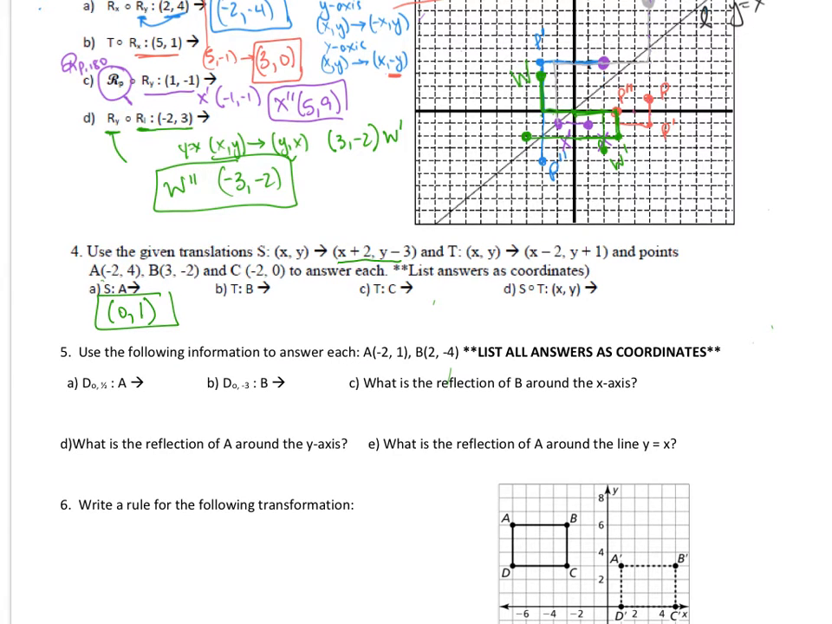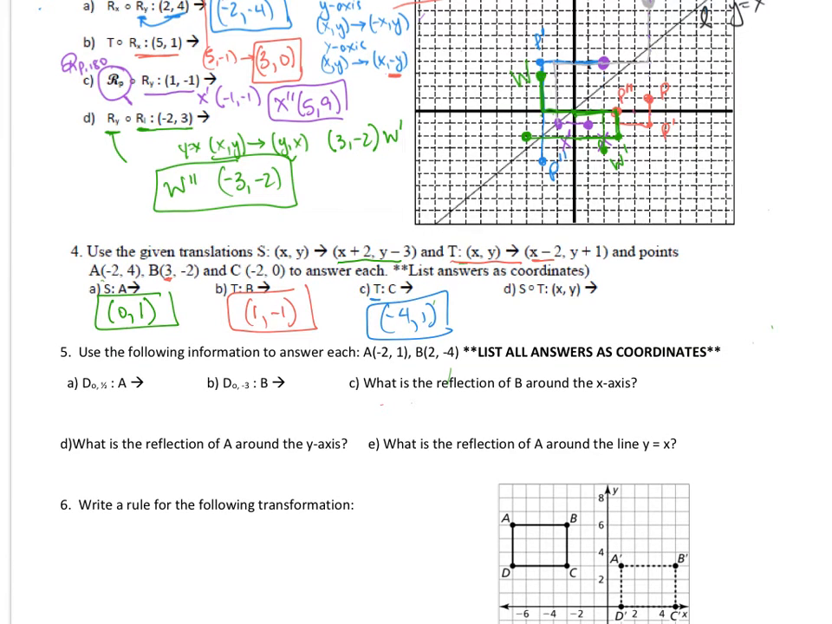For B, I need to do the T transformation to it. So this becomes 3 minus 2 gives me 1, and then negative 2 plus 1 gives me negative 1. For the next one, I need to do point C. So for point C, I end up with negative 2, and I need to do the T transformation to it. Negative 2 minus 2 is going to yield negative 4, and then 0 plus 1 is 1.